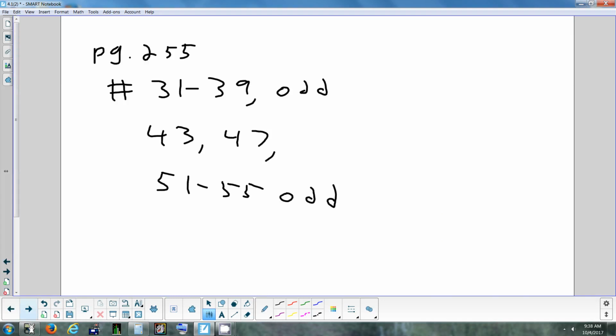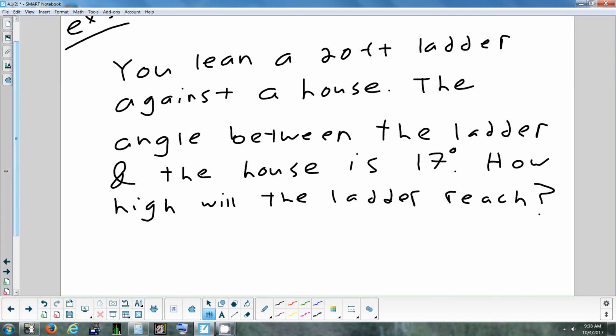And let's go to this one. Okay, so this says that you lean a 20-foot ladder against a house. The angle between the ladder and the house is 17 degrees. How high will the ladder reach? Okay, remember, the ladder's not going to reach 20 feet because it's not straight. It's on a little bit of an angle, so it's not going to reach as high.